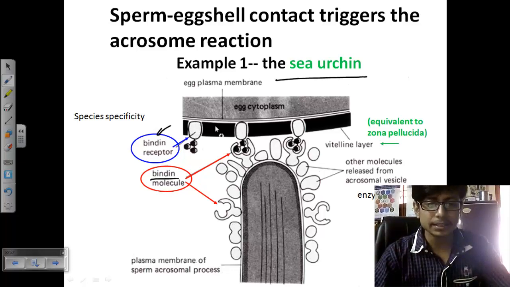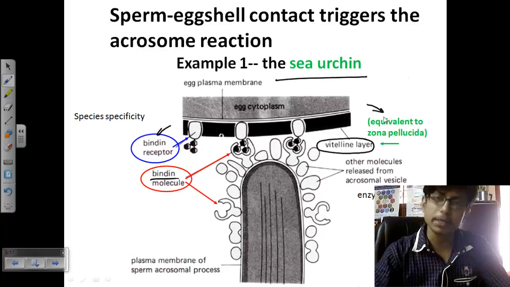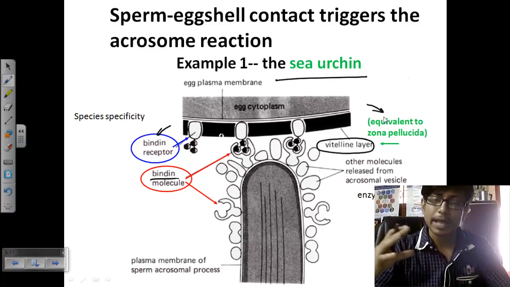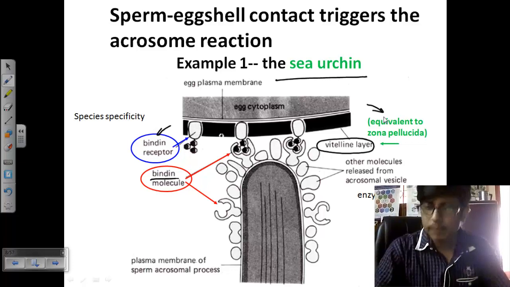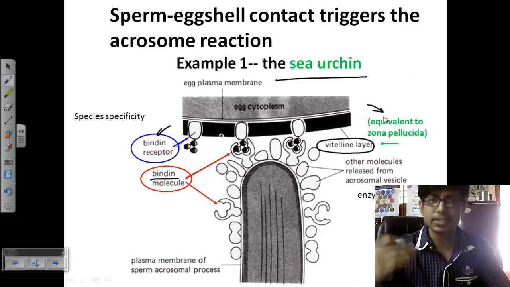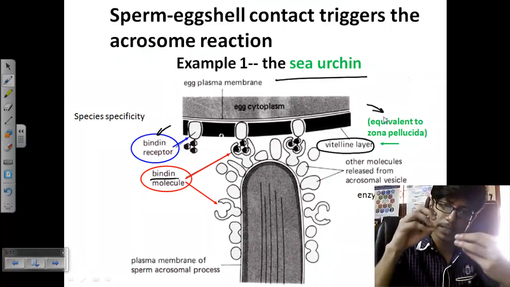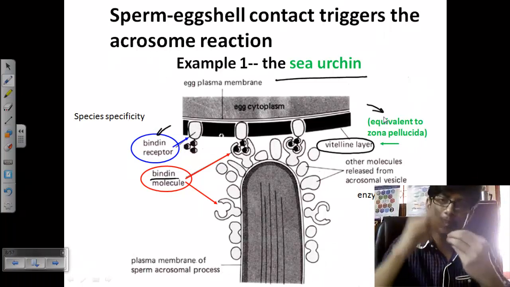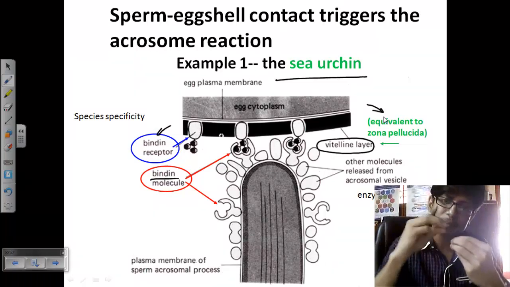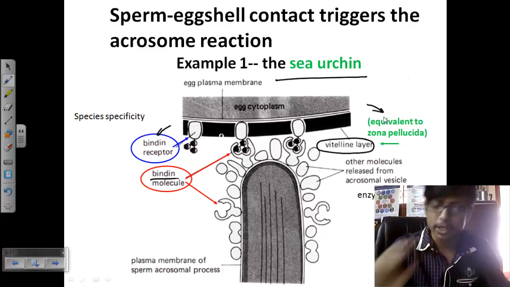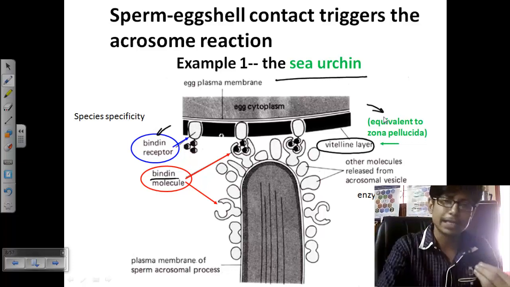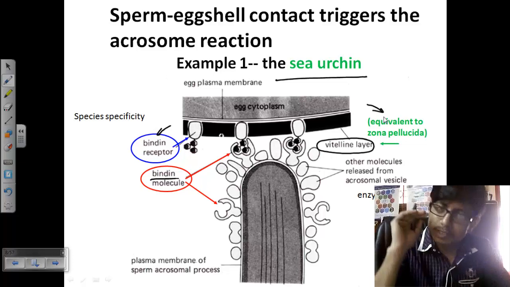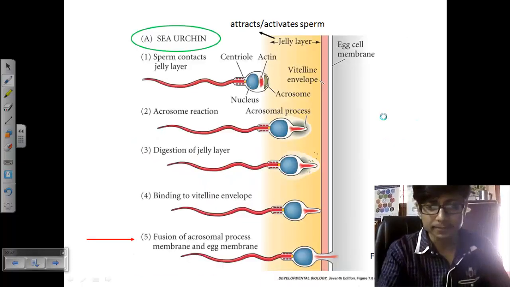Now this region, which we call the vitelline layer, is equivalent to the layer of zona pellucida that we see in mammals, because in mammals we don't see the vitelline layer, instead we see the zona pellucida. But either way, there are interactive molecules, ligand-receptor binding, that help to stabilize the sperm in direct contact with the egg. Once the sperm is stabilized onto the surface of the egg, the sperm starts to release its acrosomal content, which we call the acrosomal reaction, and then whether it is a zona pellucida or a vitelline layer, the sperm takes entry. The nucleus of the sperm can enter inside the egg.